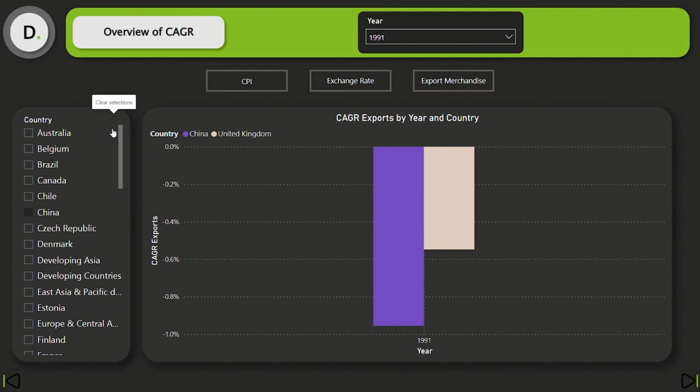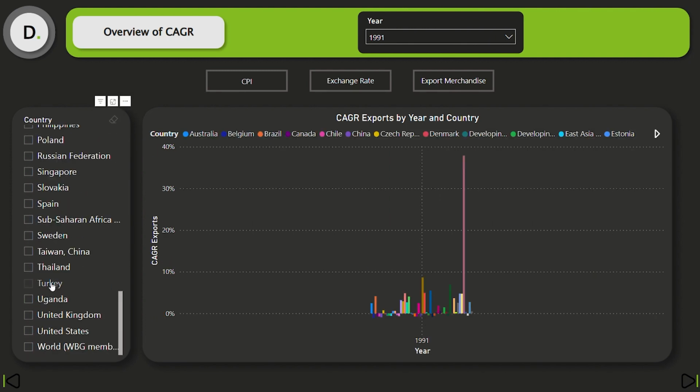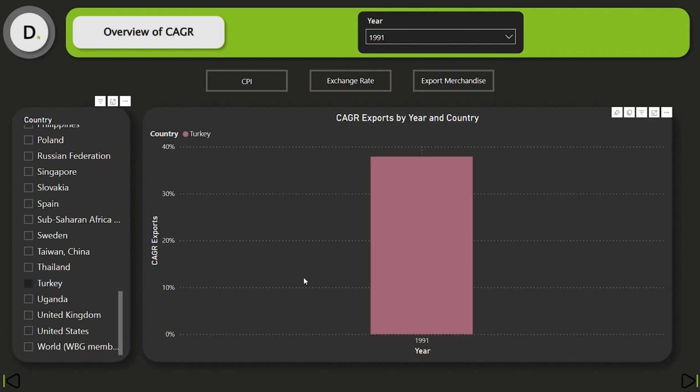We can take another example, for Turkey. Now this shows that Turkey, in comparison of where it started in the year 1991 and where it ended in the year 2018, the country's export increased tremendously at the end of year 2018. Therefore, the country's CAGR has a positive percentage, which is near to 38%.